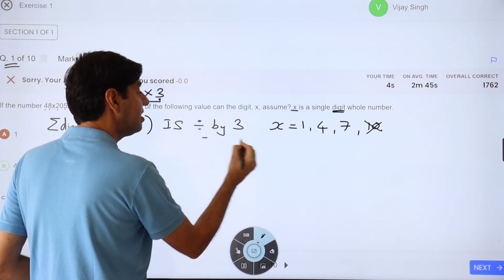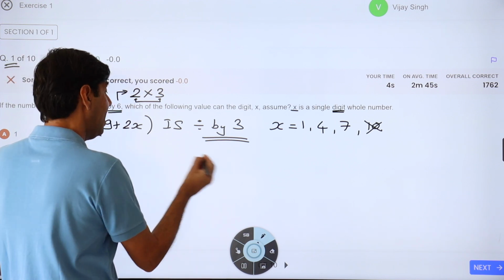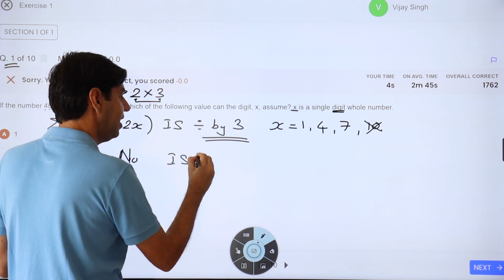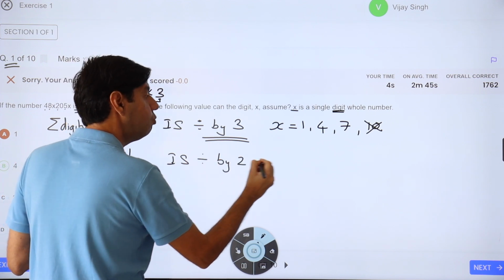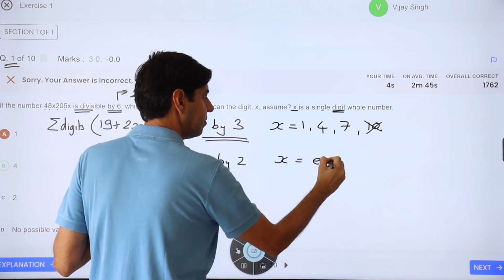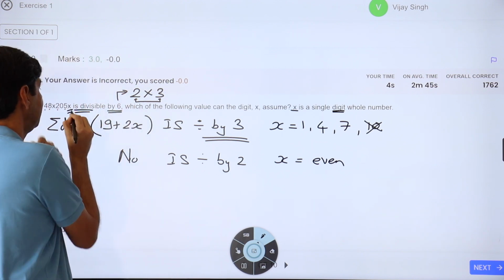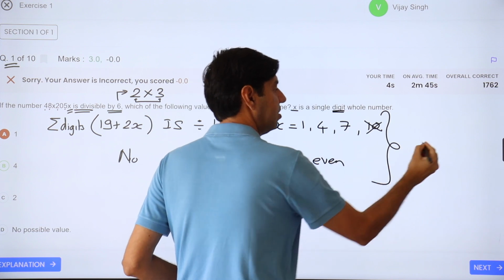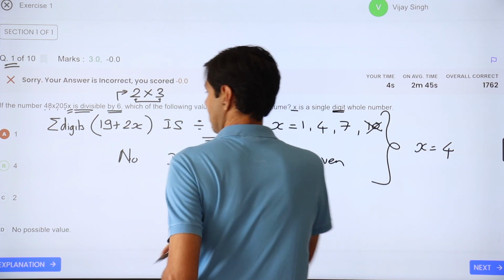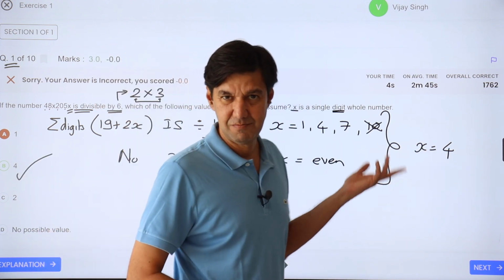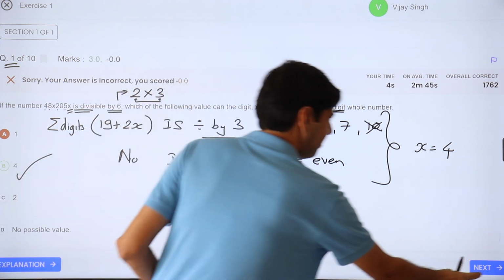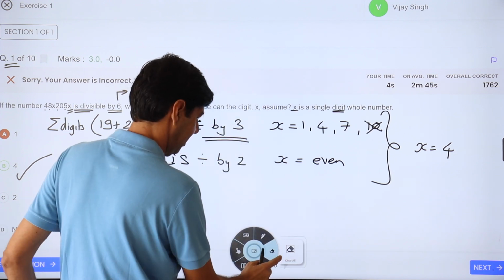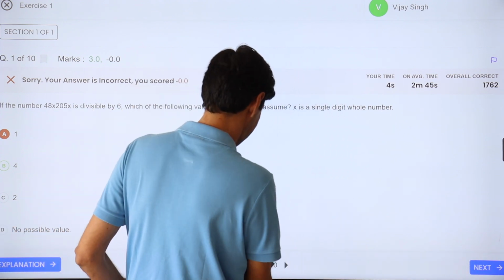But this is for divisibility by 3. And for the number to be divisible by 2, x has to be even. The last digit has to be divisible by 2. So the only even number that satisfies both conditions is x equal to 4. So pretty easy one to begin with. There's no difficulty here. Okay, so you have a whole different set of types of questions. So let's erase this and go to the next question.